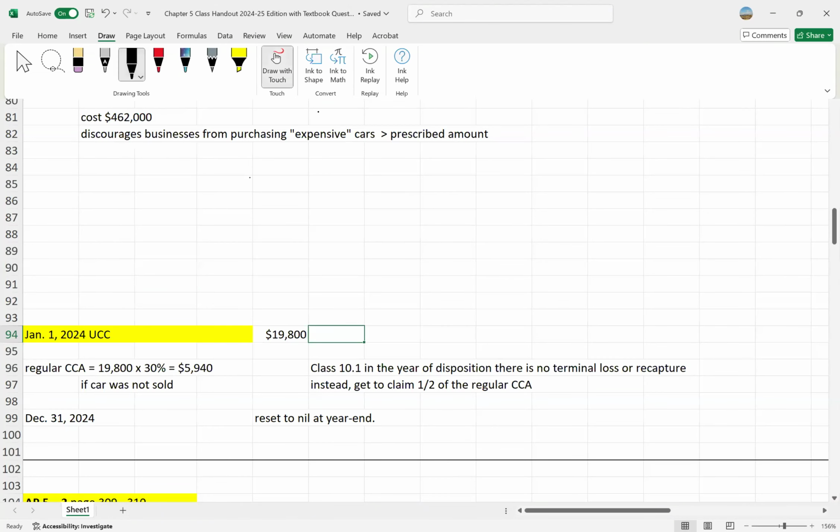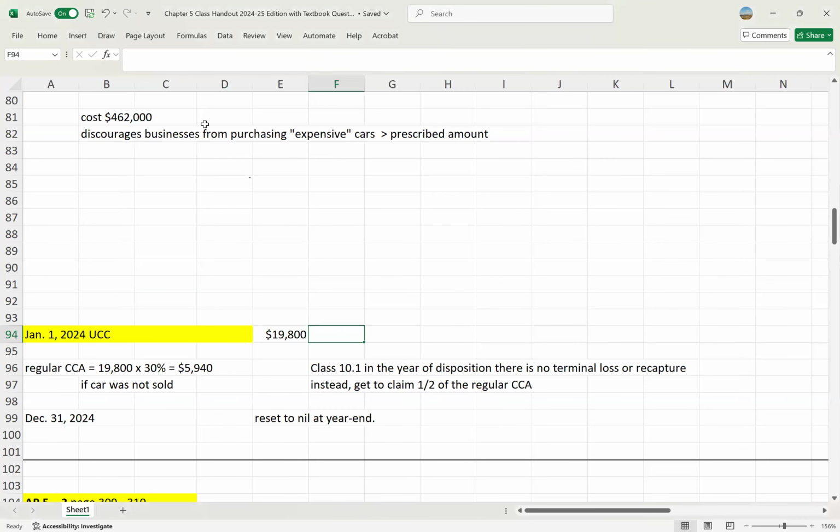One second, for some reason my pen is not working now.